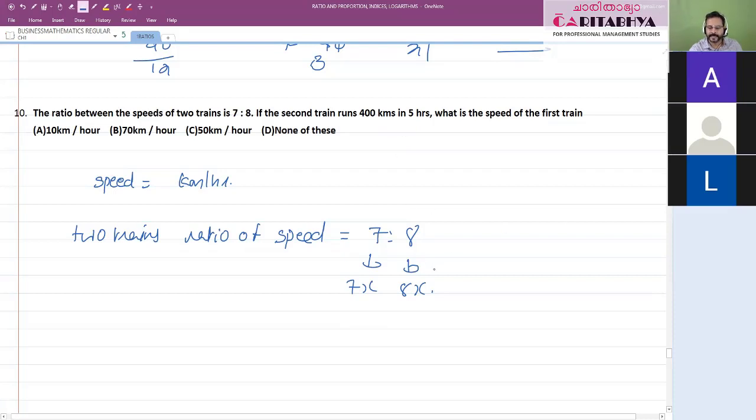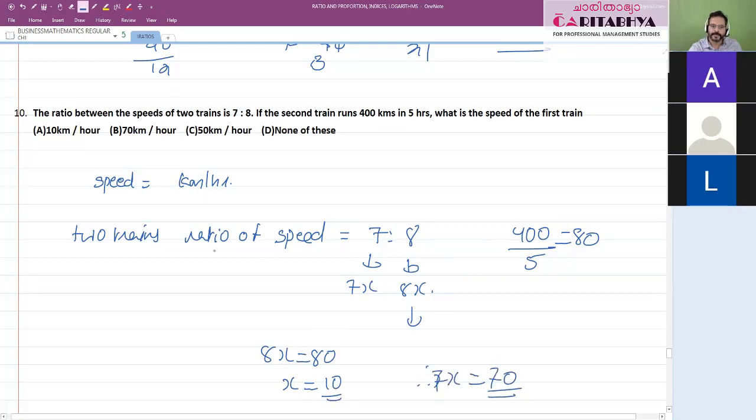So that means second train the hourly speed is 400 divided by 5, equal to 80. So that means 8x equal to 80. x is equal to 10. Therefore, 7x is 70. So first train speed is 70 km per hour.